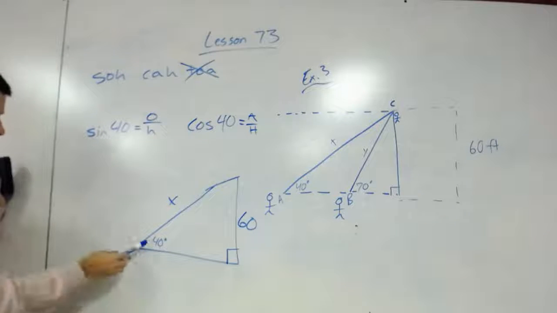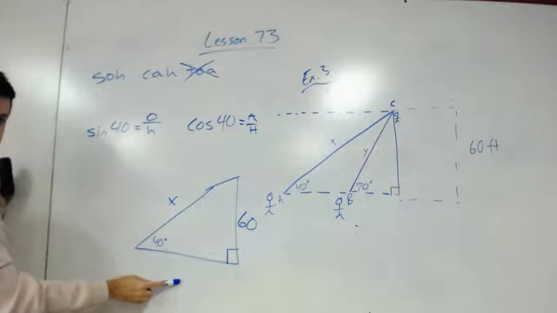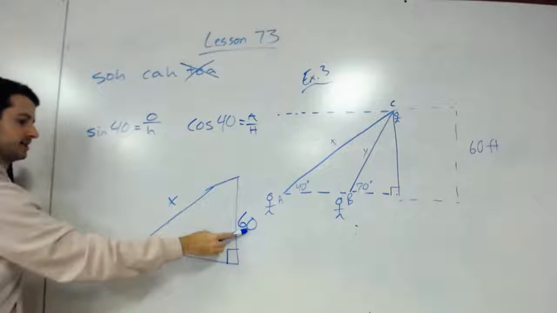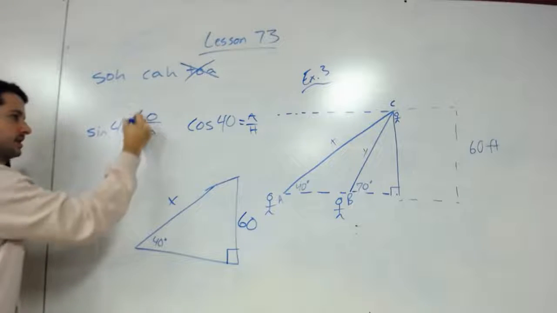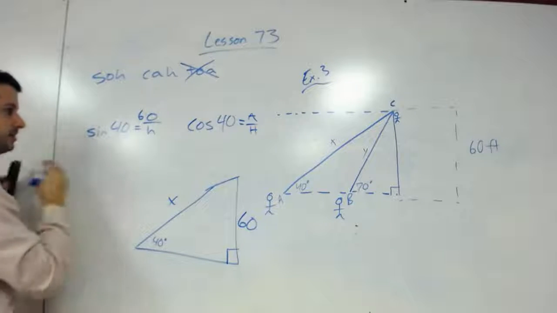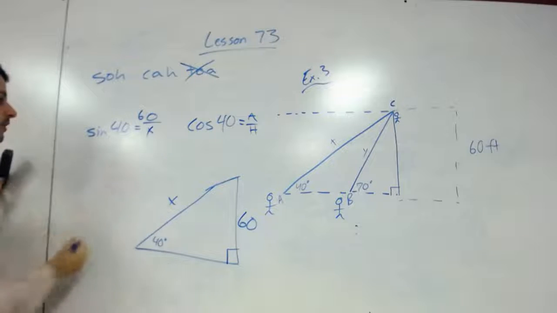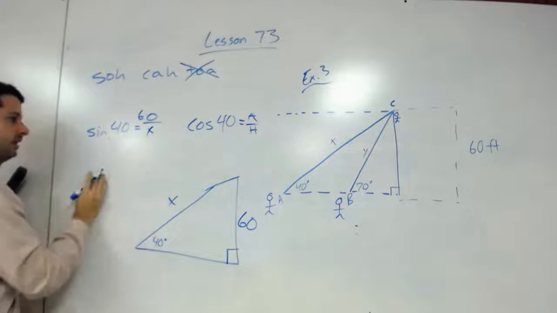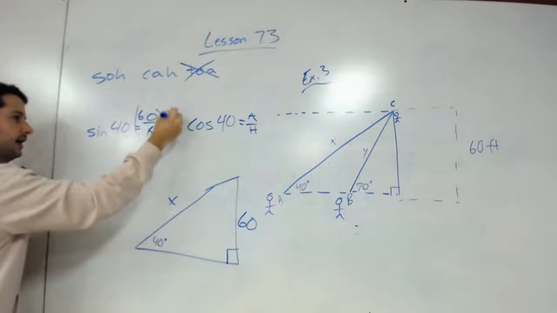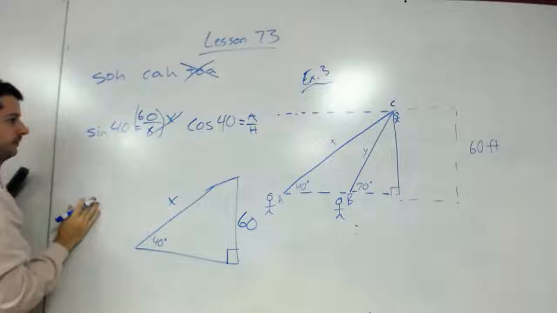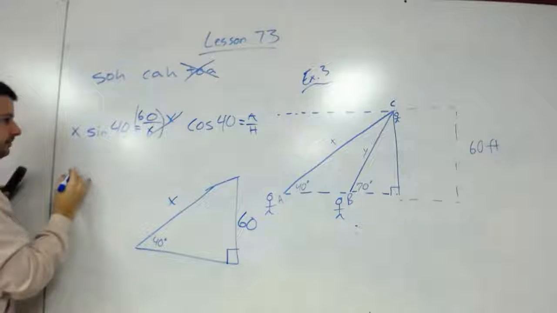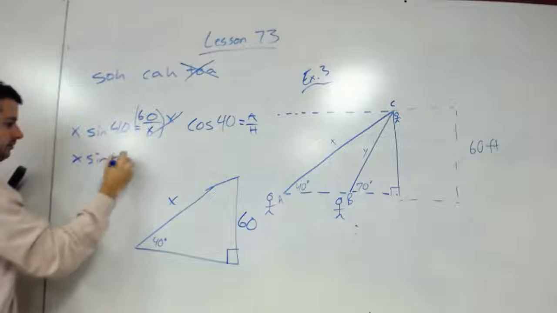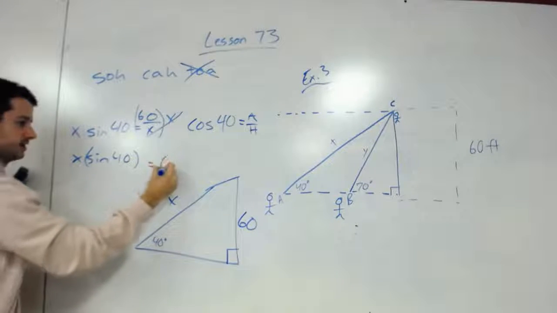Well, we don't know what's adjacent to 40, but we do know what is opposite of 40. So we can plug in 60 for our opposite. So 60 over hypotenuse. I'm going to put an x there because that's what we're looking for. And then we can solve. We've got to get x by itself, so I'm going to have to take multiple steps here. I'm going to multiply by x to get x over here. And so now I have x sine of 40. x times sine of 40 equals 60.